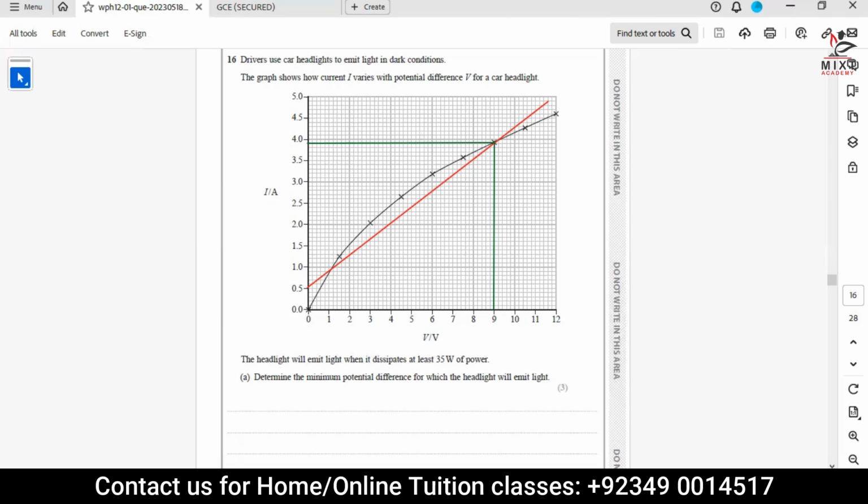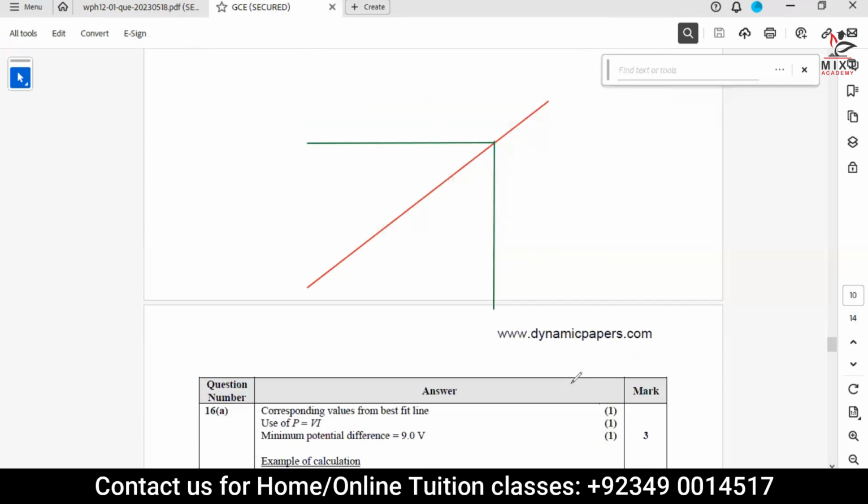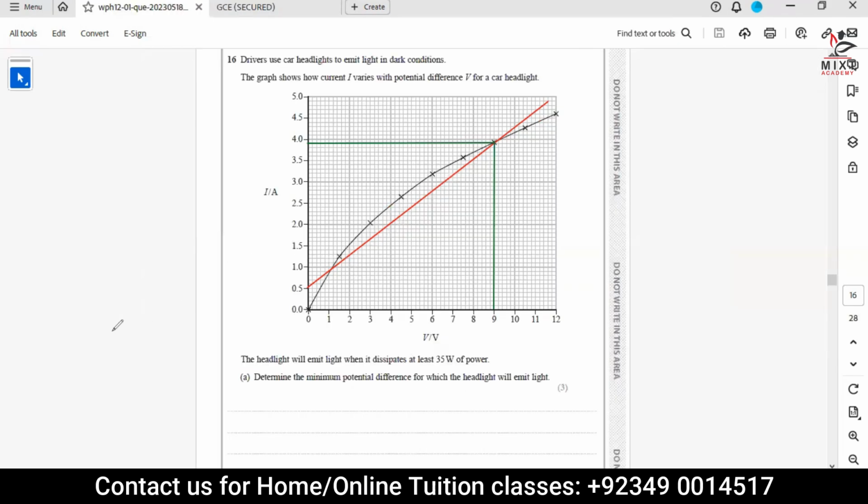Okay, let's check the marking scheme. What will be the answer? 35.1 is the correct answer, the corresponding value from the best fit line. So this answer depends on your best fit line. Have you noted that point, all of you? Yes. Okay, let's go to the next question.